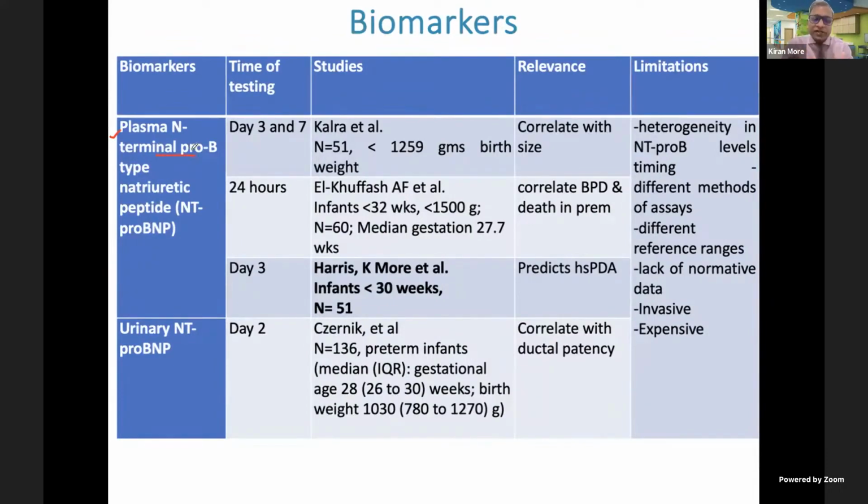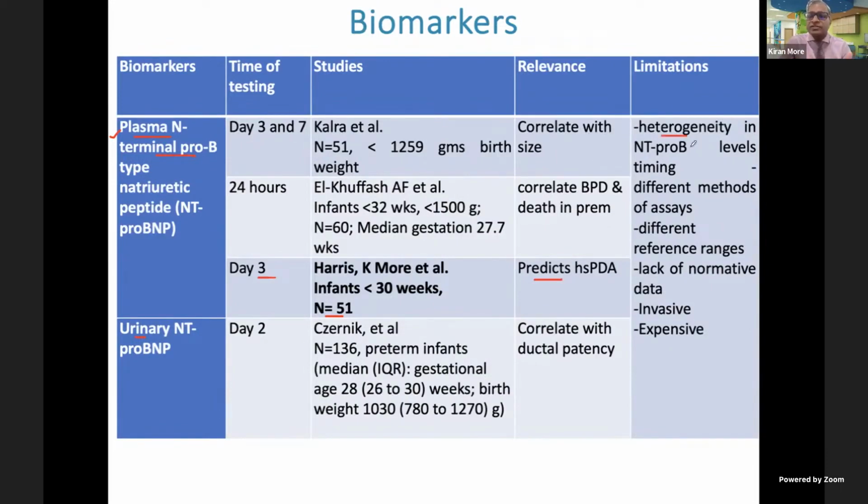N-terminal pro-BNP is a natriuretic peptide which is secreted with dilatation of the atrium, and that might be measured in plasma and urinary BNP. More accurate is probably plasma. There are a few studies published talking about it. We had even published our own data of 51 infants, and there are some cutoffs which can be identified, which will predict that this ductus will remain open.